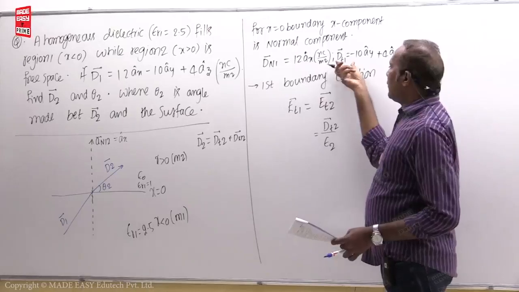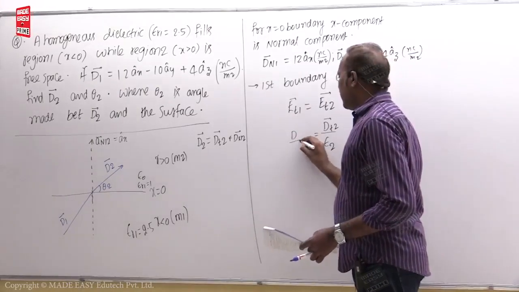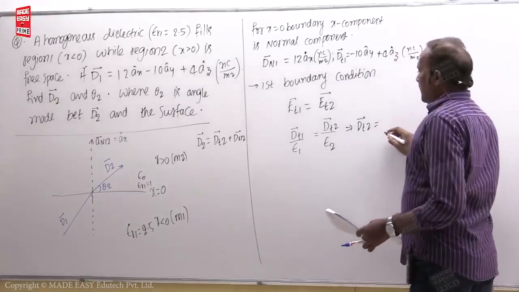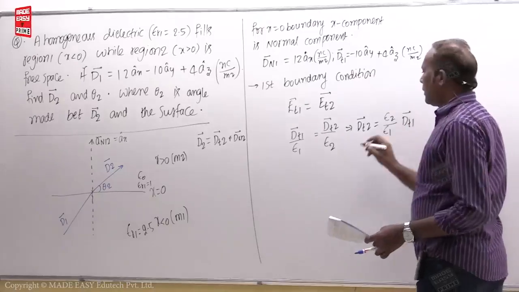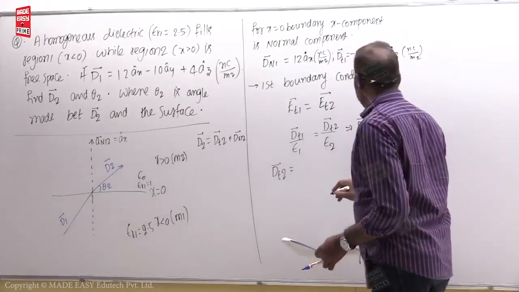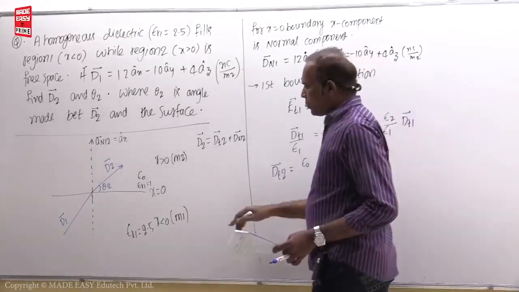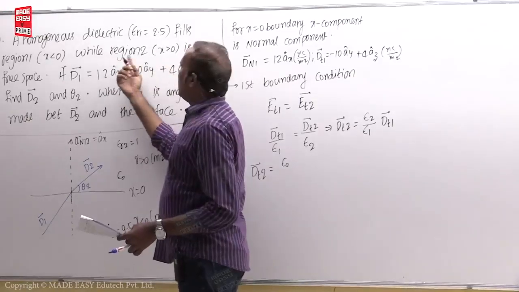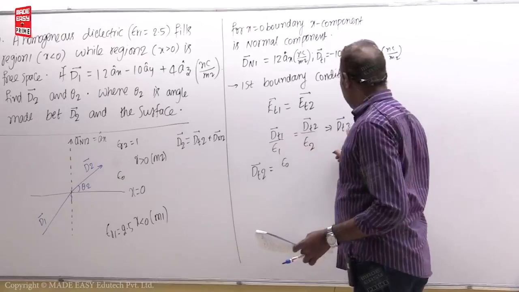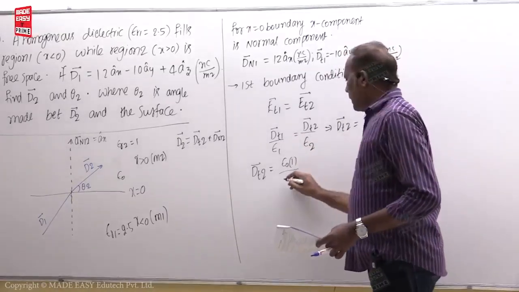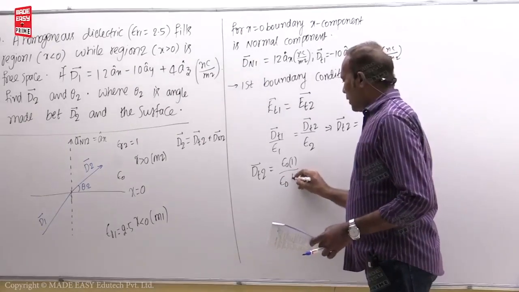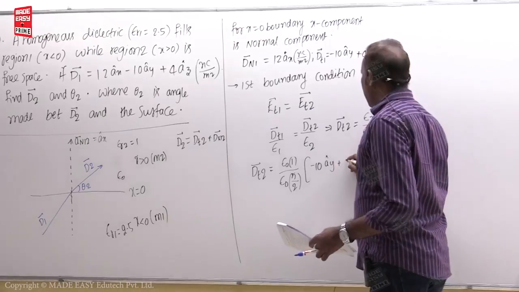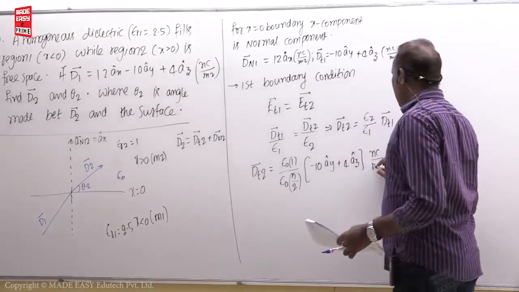Similarly, Et1 is not given, Dt1 is given. Write this in terms of D. So E is equal to D by epsilon, that is for medium 1. Now from this, Dt2 is equal to epsilon 2 by epsilon 1 times Dt1. Now epsilon 2 is epsilon naught into epsilon r2. This is medium 2. So epsilon r2 is equal to 1 because region 2 is free space. Epsilon 1 is epsilon naught into epsilon r1, which is 2.5, that means 5 by 2. And Dt1 is given here as minus 10 ay plus 4 az nano coulomb per meter square.